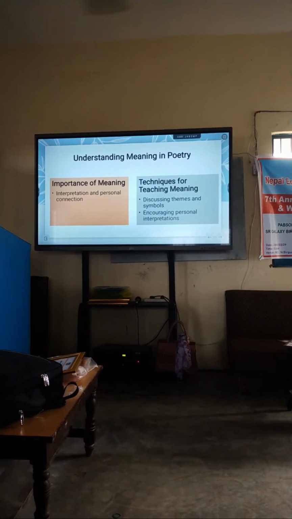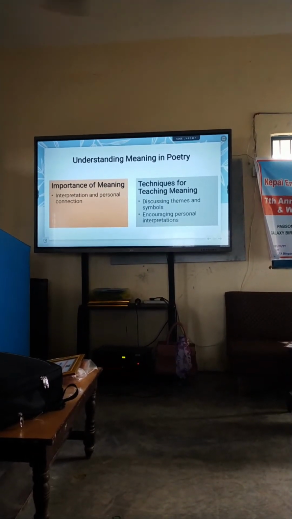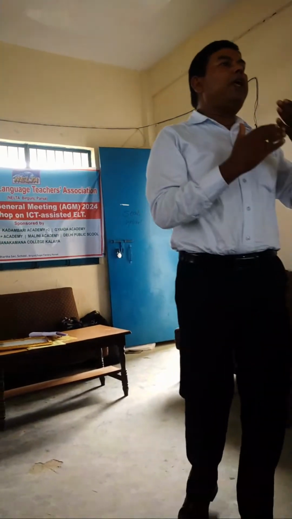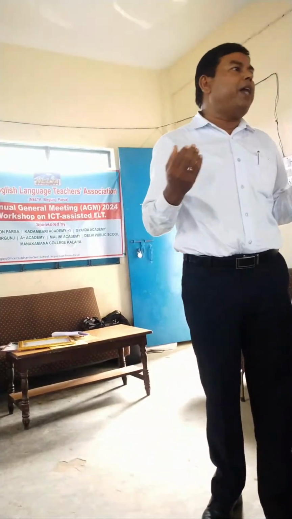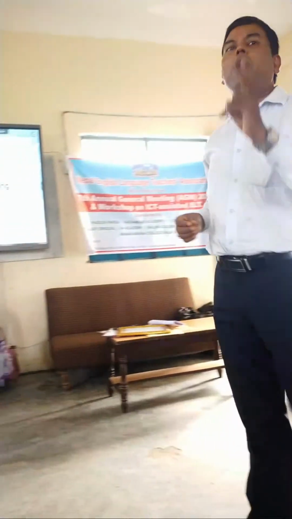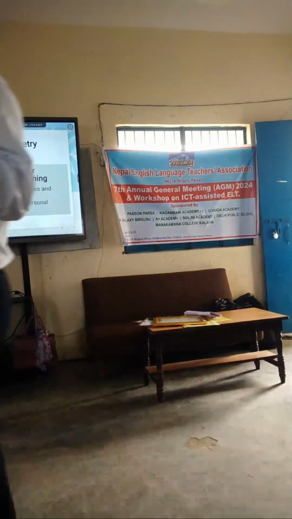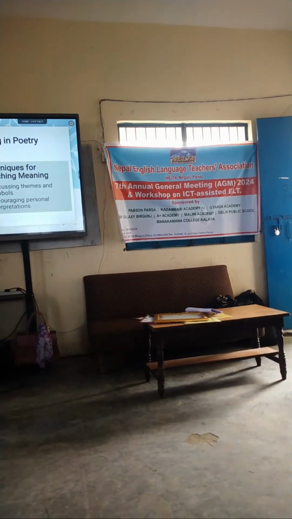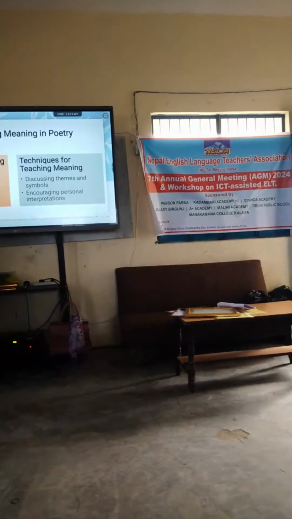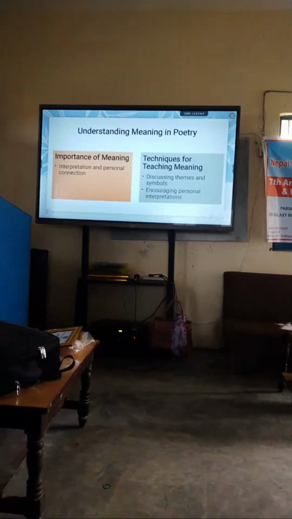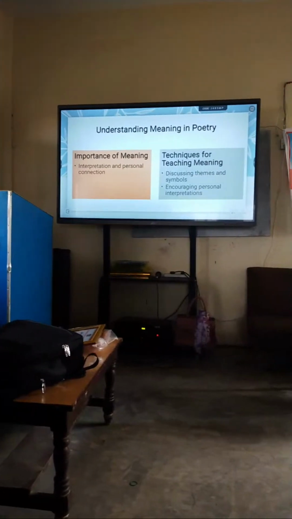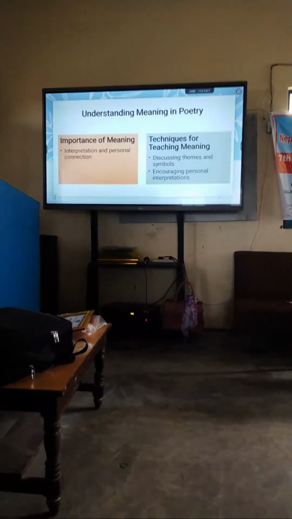Interpretation and personal connection. As I told, woods are lovely, dark and deep. I have promised to keep, miles to go before I sleep, miles to go before I sleep. Two level meanings are there: surface level, deeper level. The poet was going somewhere. This is very simple. It was the night time before the physical sleep. He had to perform varieties of things.